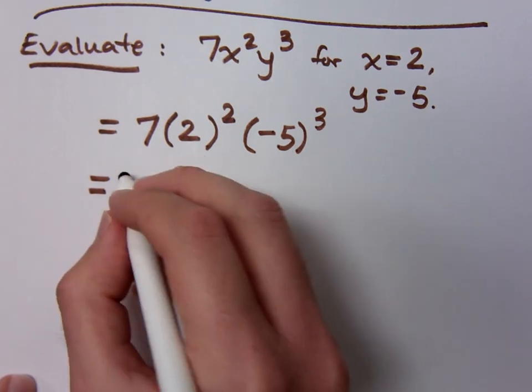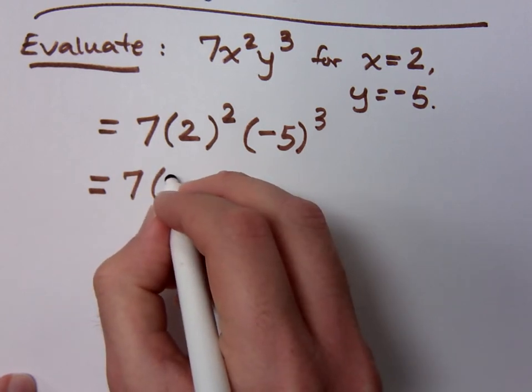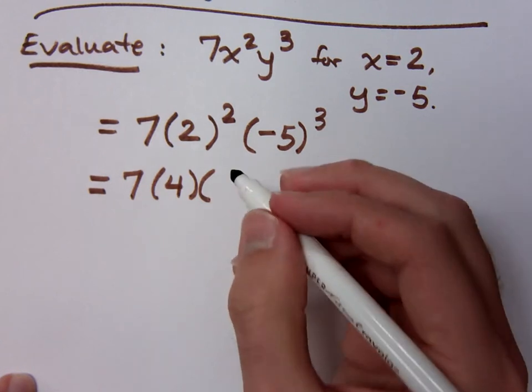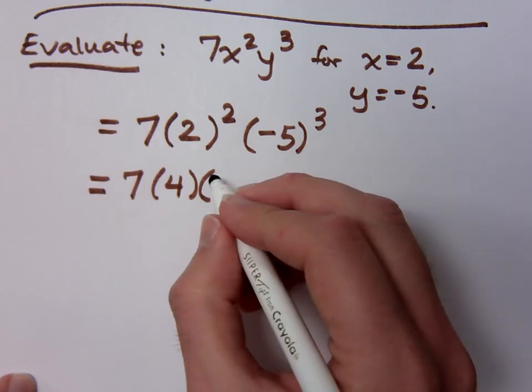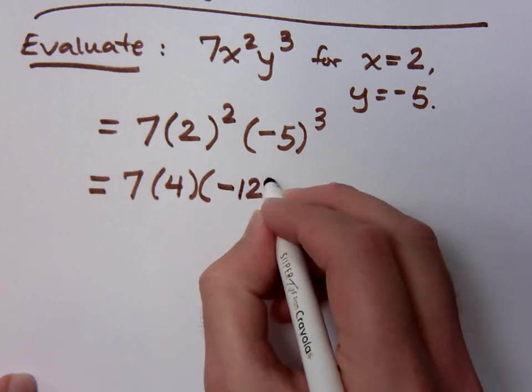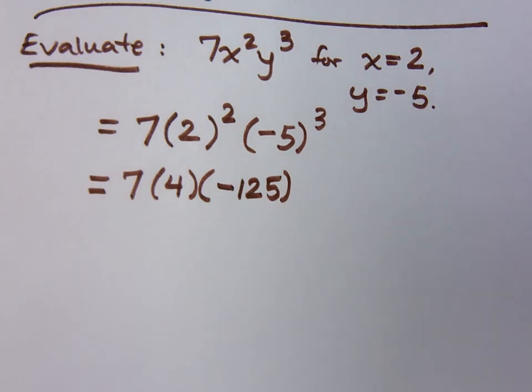So this is 7. What's 2 squared? 4. And what's negative 5 to the third? 125. That's going to be negative, right? I thought it was positive because the negative tends to, oh yeah. I have 3 negative factors, so it's going to end up being negative.